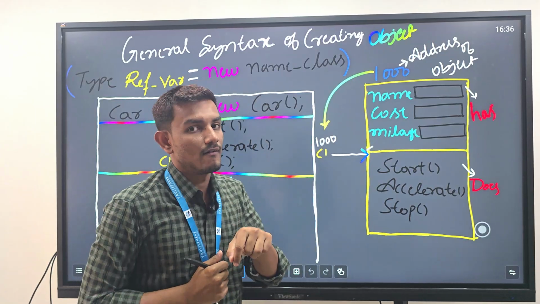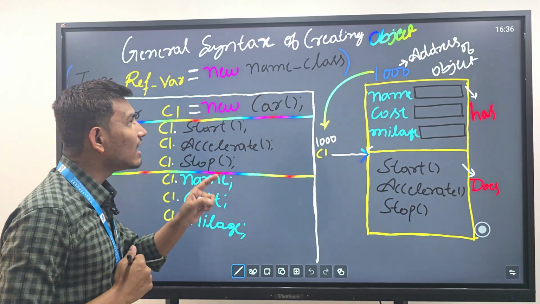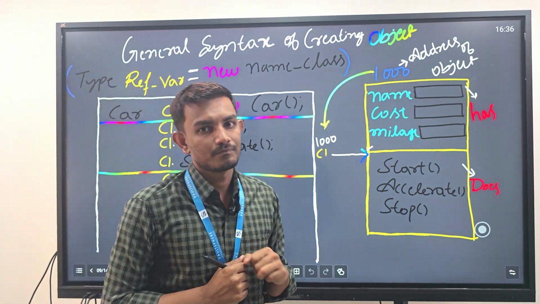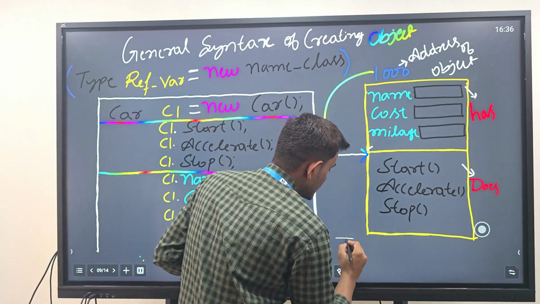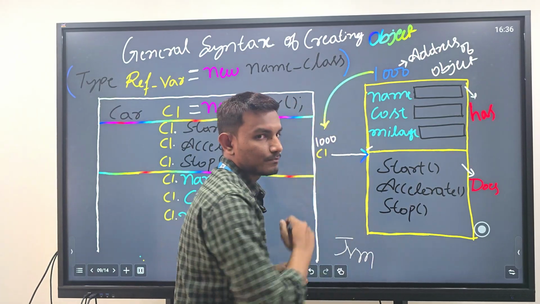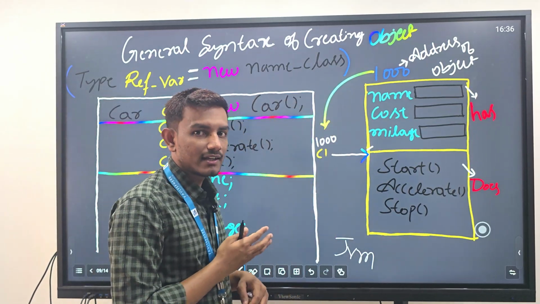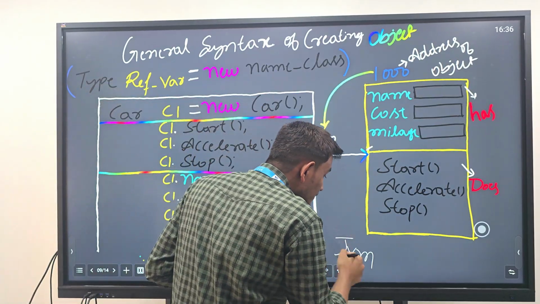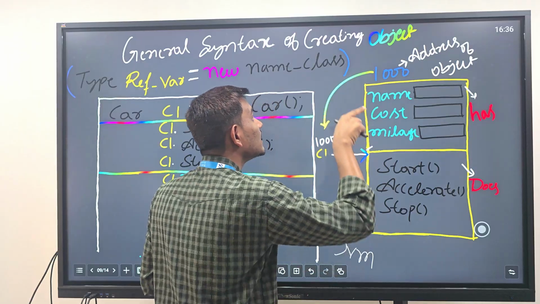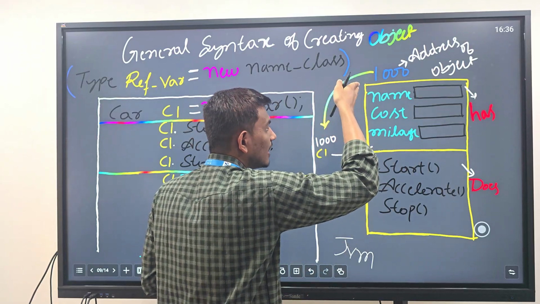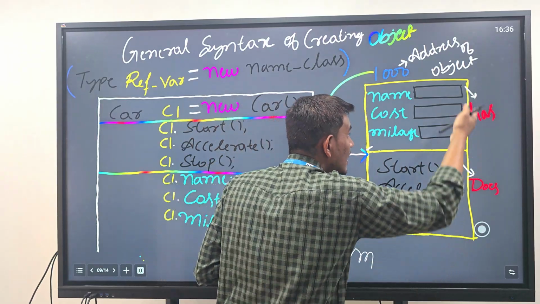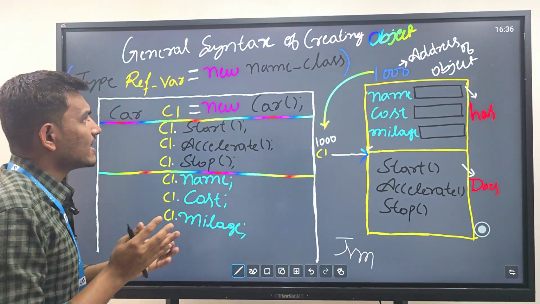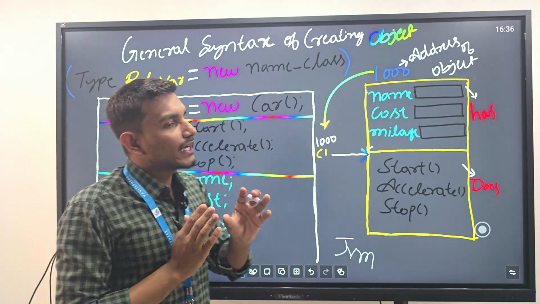Guys, in Java, objects are always created by one person called the JVM, the Java Virtual Machine. This person will create the object, nothing but the box. This rectangle box will be created. Now let me make it very clear and show you how to write the code.